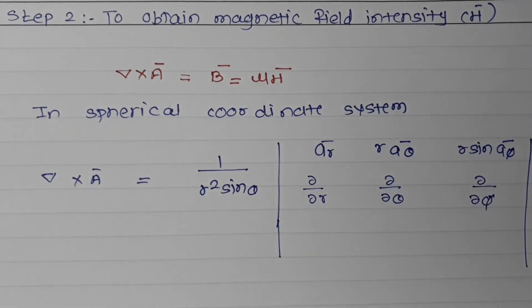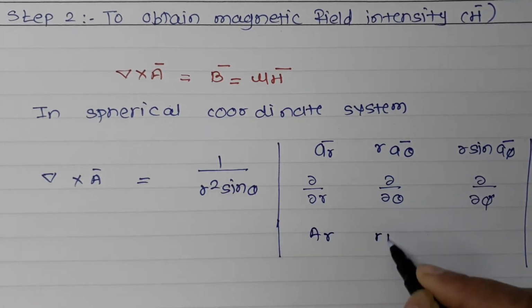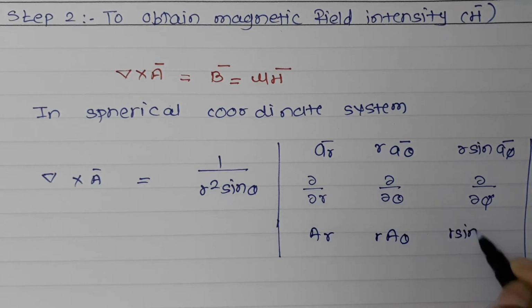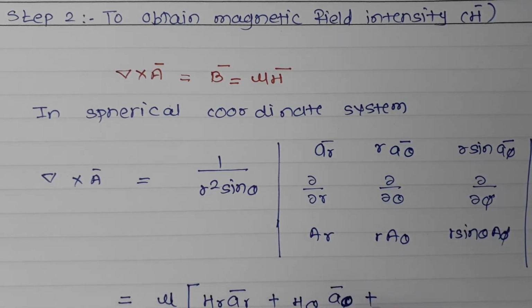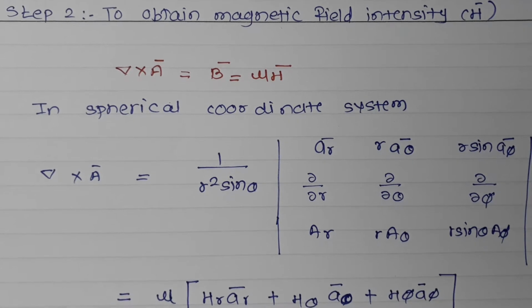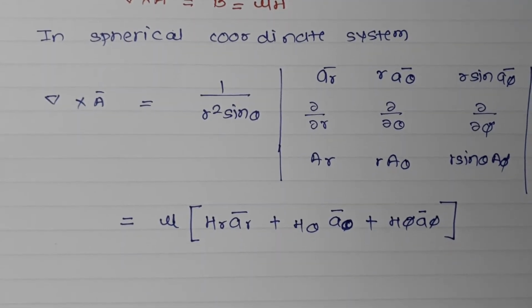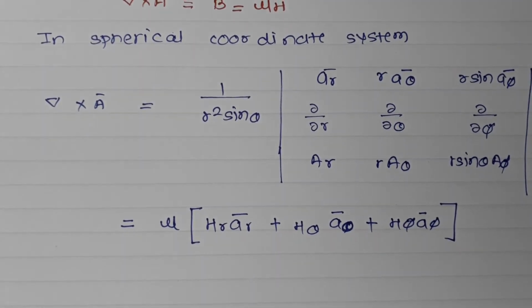So on the next line you can write ar, r a theta, r sine theta a phi, which is nothing but the mu h. Now we'll resolve this h in three directions, that is h r a r plus h theta a theta plus h phi a phi, where ar, a theta and a phi are nothing but the three unit vectors in the direction of r, theta and phi. So here we will equate the things over there.